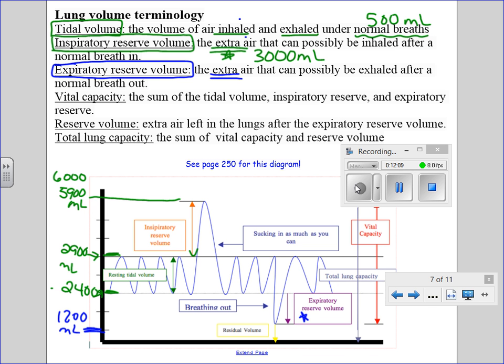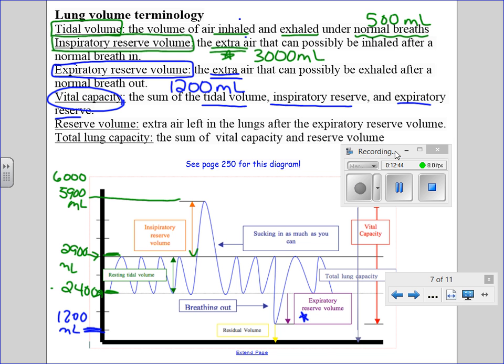So that means that this person's expiratory reserve volume is only 1,200 milliliters. Now we'll talk about why expiratory reserve volume is smaller in just a second. But if I wanted to know all of the air that a person could breathe in and out, I would call it vital capacity. To find that out, I add up tidal volume, inspiratory reserve, and expiratory reserve.